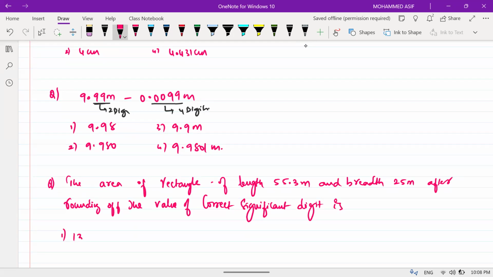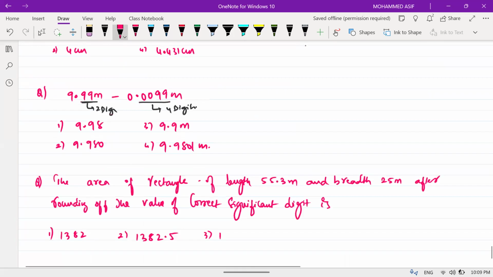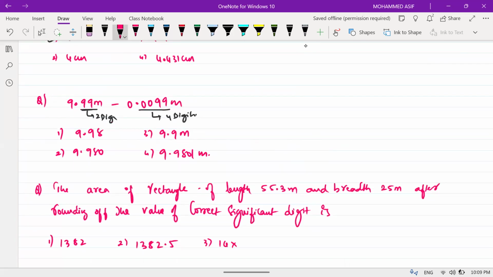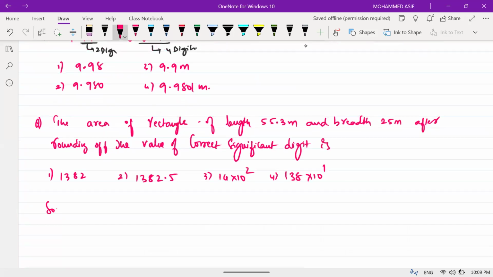First option is 1382. Second option is 1382.5. Third option is 1.4, sorry, this is 14 into 10 power 2. Fourth option is 138 into 10 power 1. Anyone? Option 3, sir.